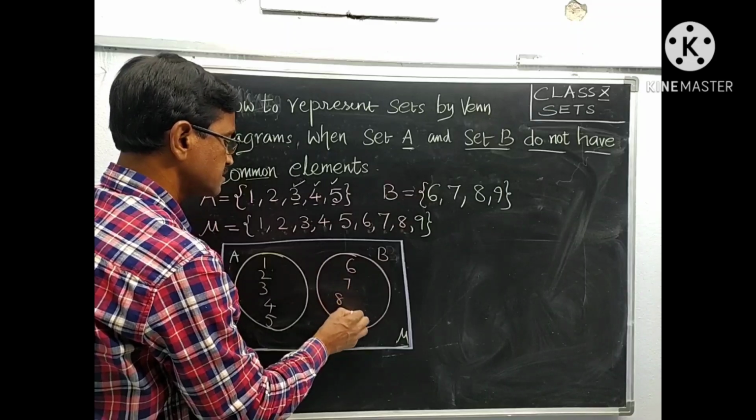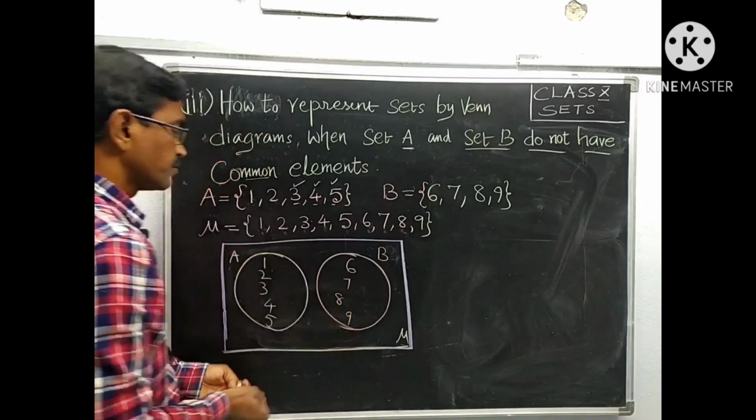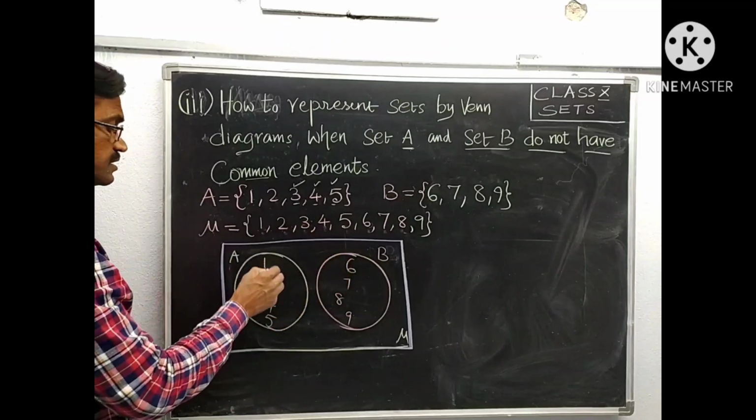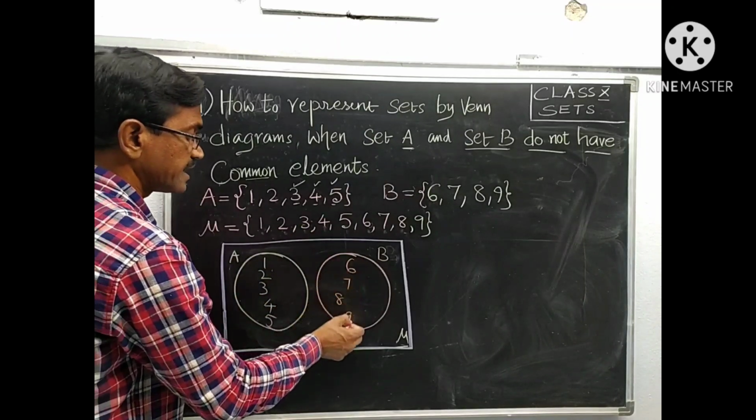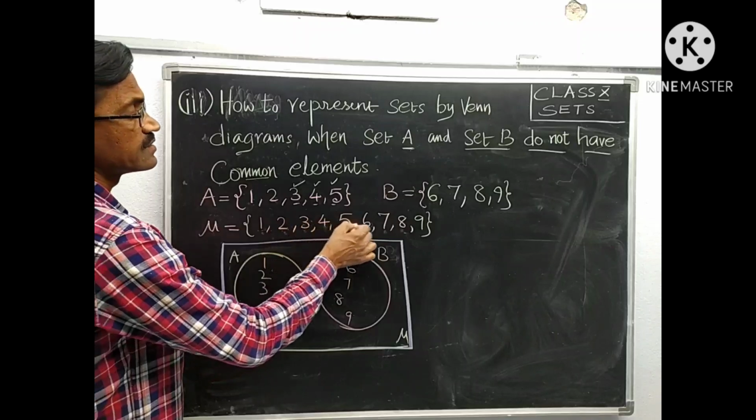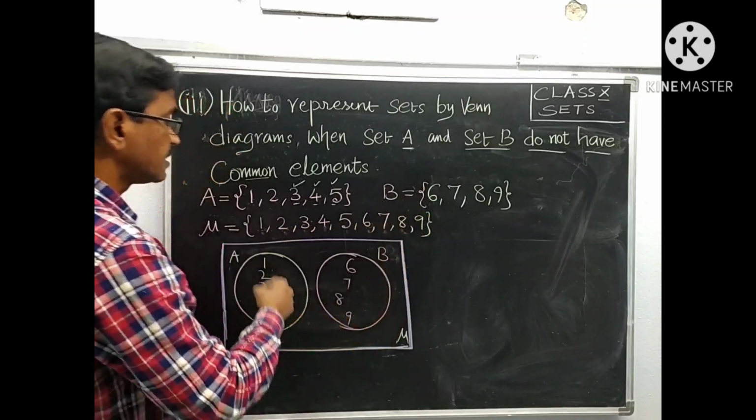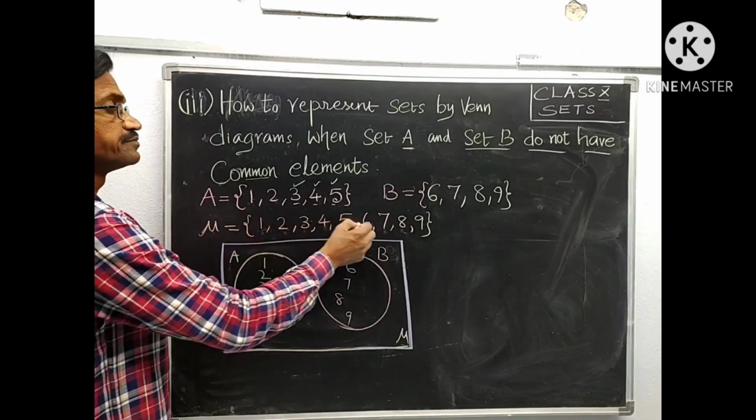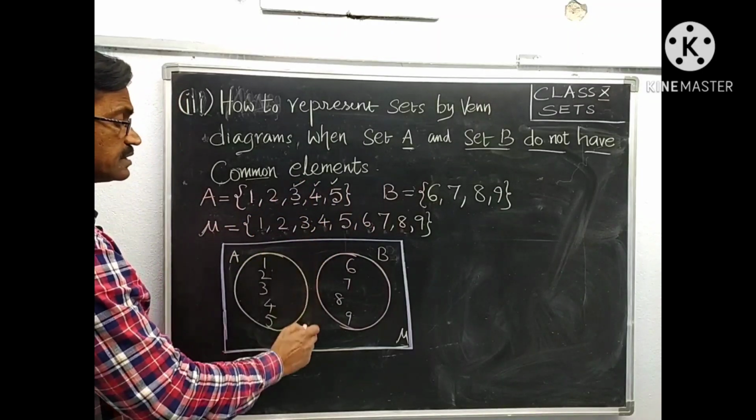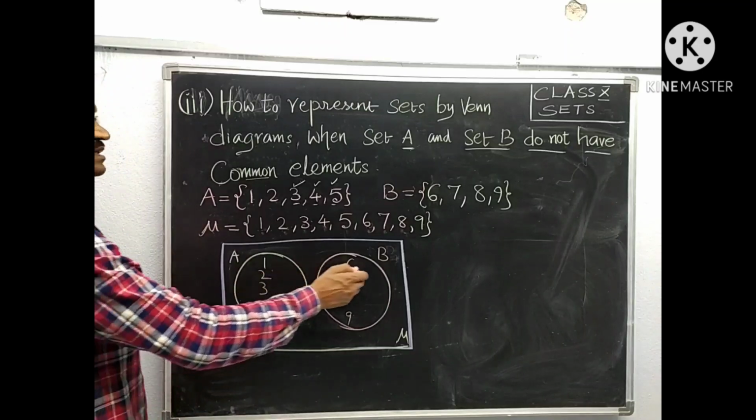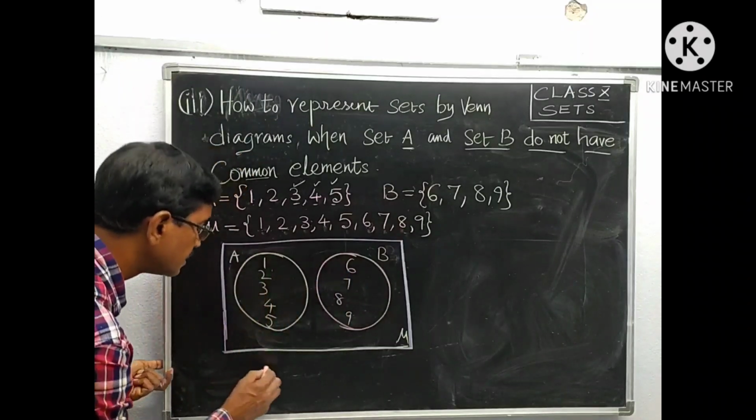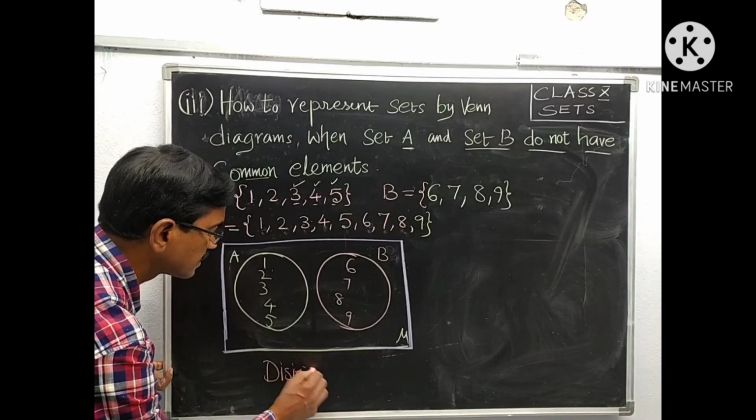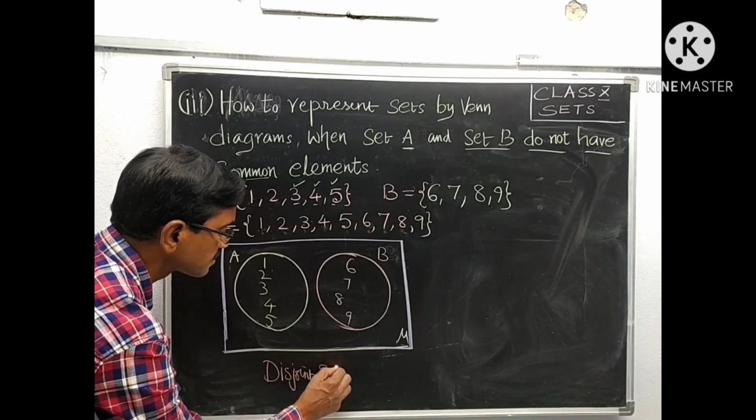Separately like this. If you count all the elements in the two sets, 1, 2, 3, 4, 5, 6, 7, 8, 9, you will get the elements of the universal set mu. So there is no intersecting part. In this case, these two sets are called disjoint sets.